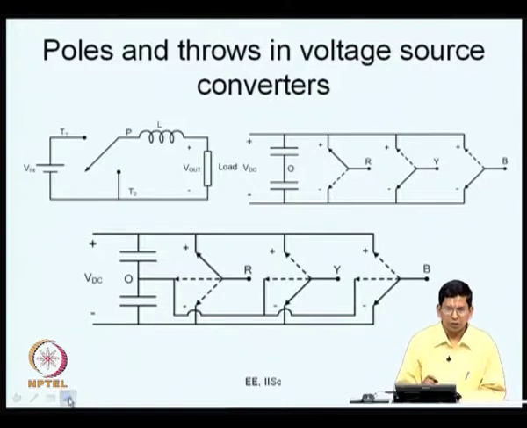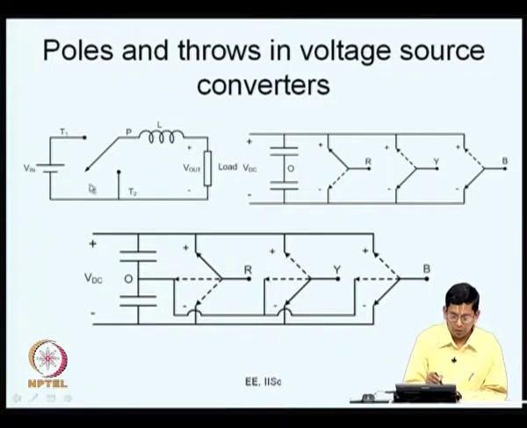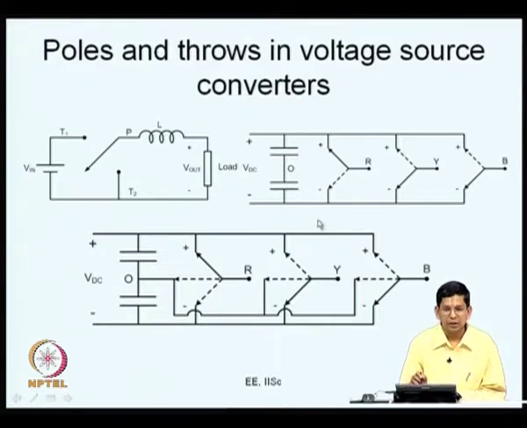You look at all the power converters. If you take the DC to DC converter, a simple buck converter, you have a single pole double throw switch connected here. If you take a 3-phase voltage source converter, once again every leg is a single pole double throw switch. If you take a multi-level converter or a 3-level voltage source inverter, every leg is now a single pole triple throw switch.